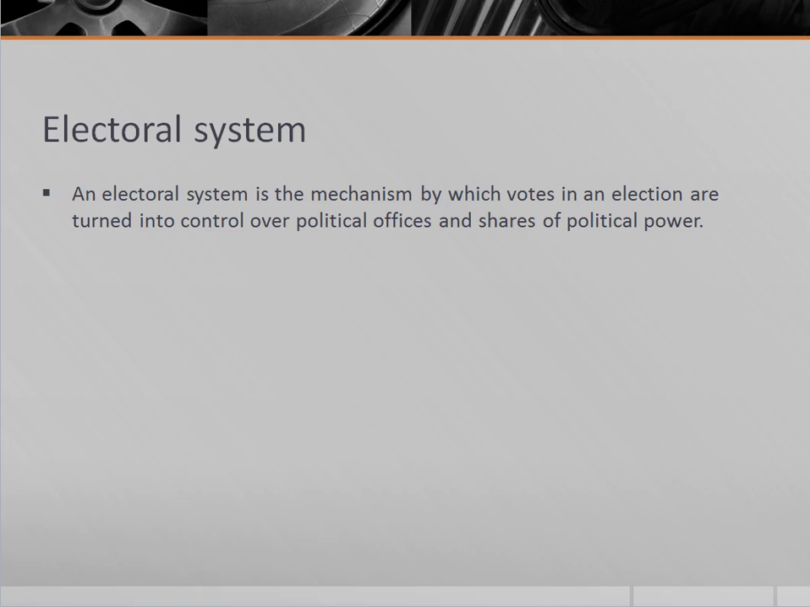So what's an electoral system? An electoral system is the mechanism by which votes in an election are turned into control over political offices and shares of political power. Said less formally, it's basically how you count the votes. And it turns out that for a given distribution of votes, you can get very different distributions of political power depending on how you count the votes.